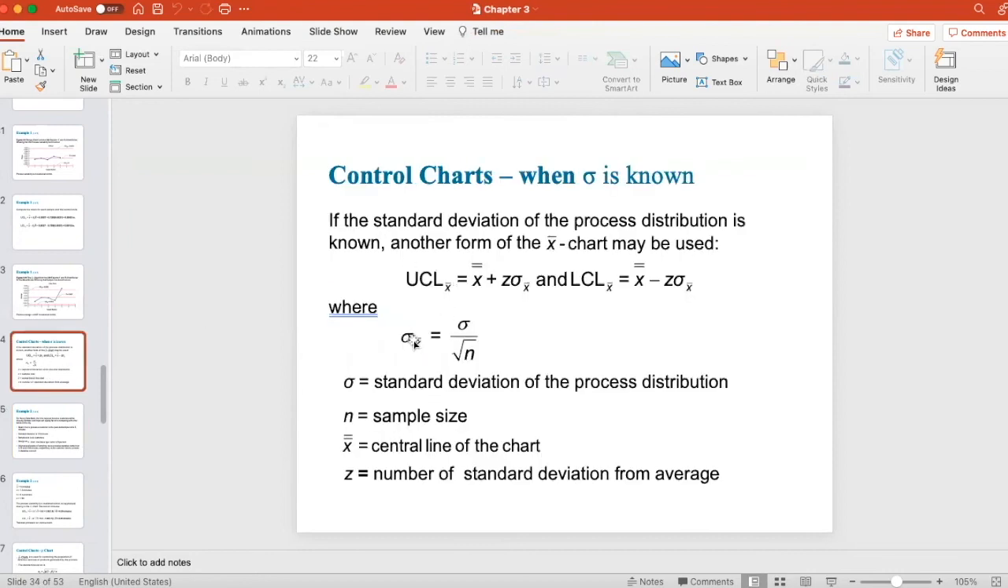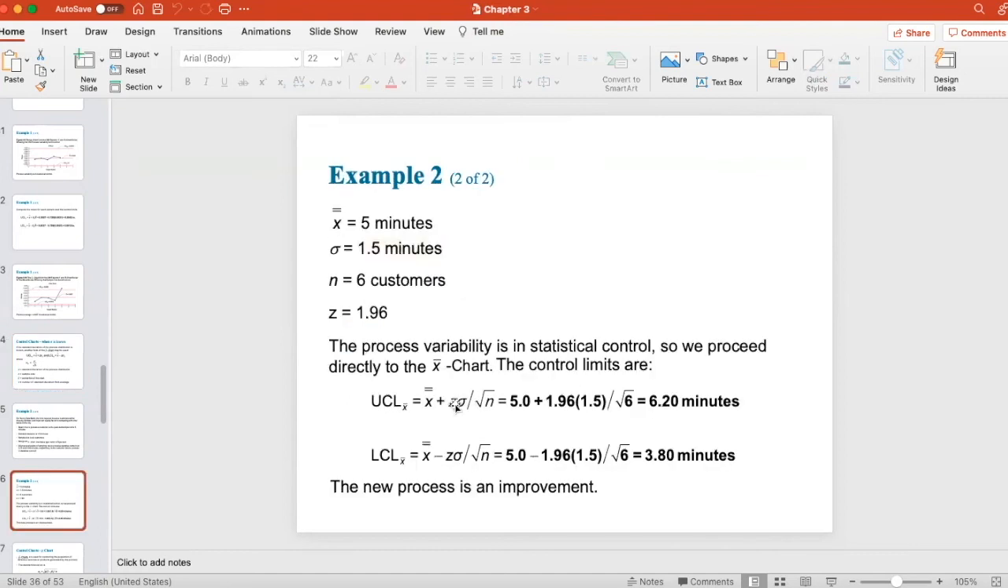Sometimes students may forget to translate sigma into sigma x bar. They may directly use the sigma. That's not correct, all right? So you need to use sigma x bar here, okay? What I show here, sigma over the square root of n, basically represents sigma x bar.